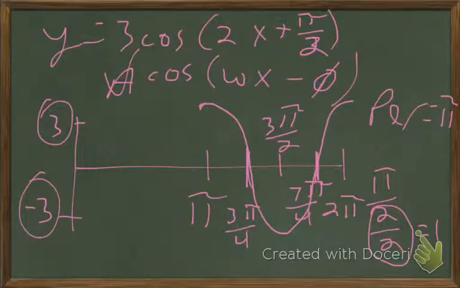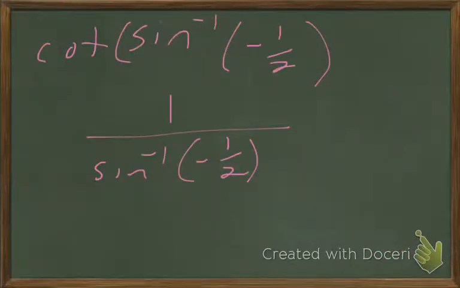On this point right here. And, bada bing, bada boom, we have it graphed. Okay, so the next problem, number 7, it says find cotangent of sine inverse of negative a half without a calculator. Give an exact answer.